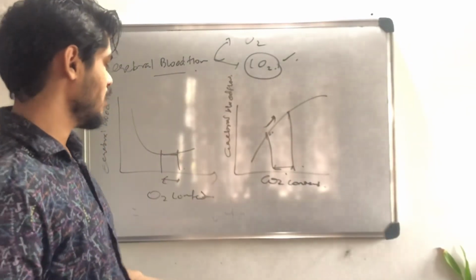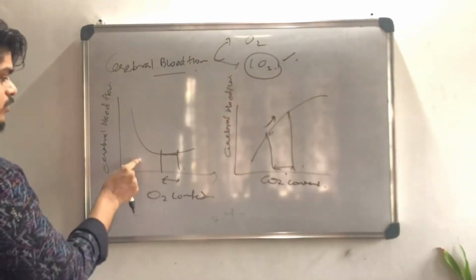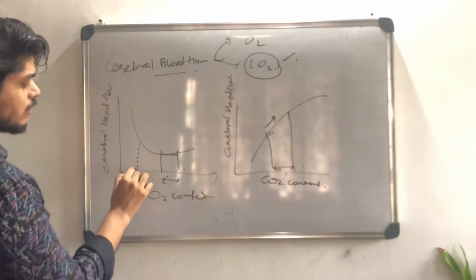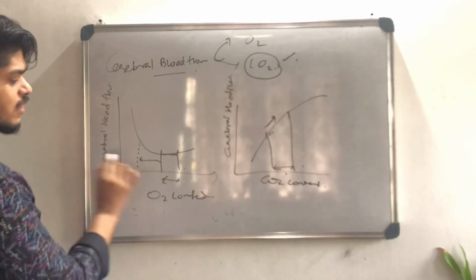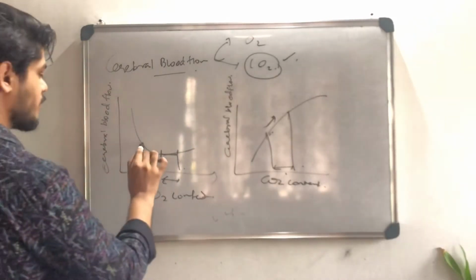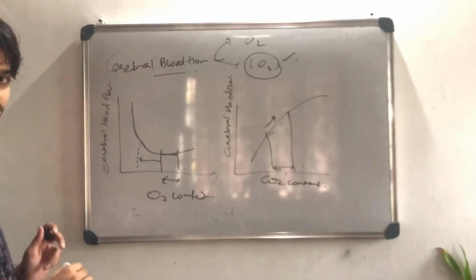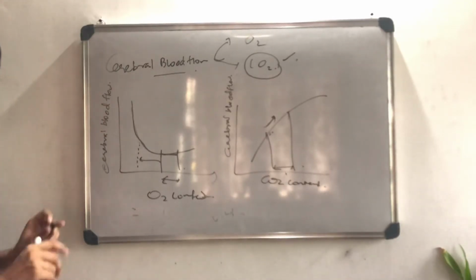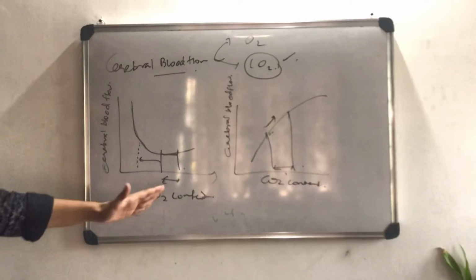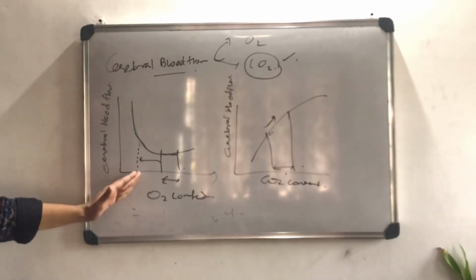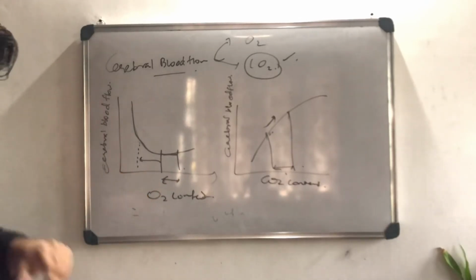That's what happens here. But if there is enough hypoxia, when the oxygen content is very much less than the normal range, at that time there is an increase in the blood flow. Understood? So the blood flow increases at very high hypoxia. Okay.